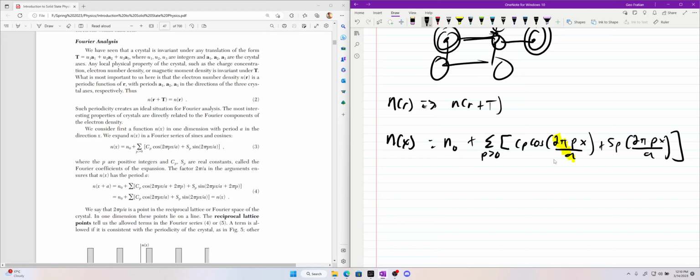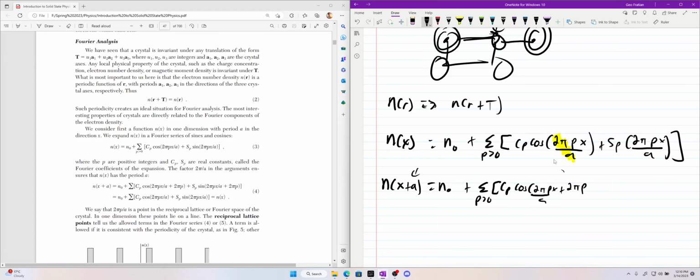crystal. In other words, if I add a to my position, I should get the same answer. So n naught plus this whole thing again would be cosine of 2 pi p x over a plus 2 pi p, because I just added a to x.